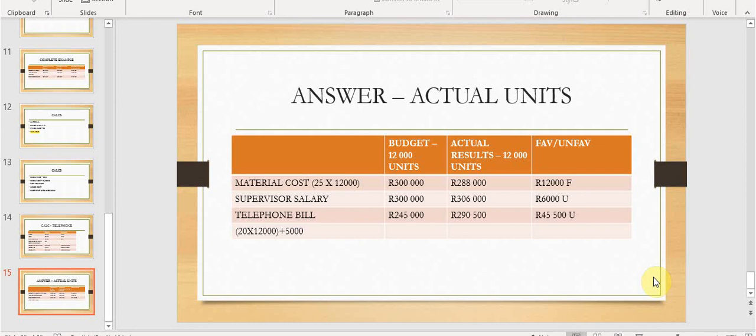All right, I hope that this lecture has helped you a little bit and you will be able to apply these principles and calculations when you attempt the homework questions. All right, until we see each other again, please keep well.